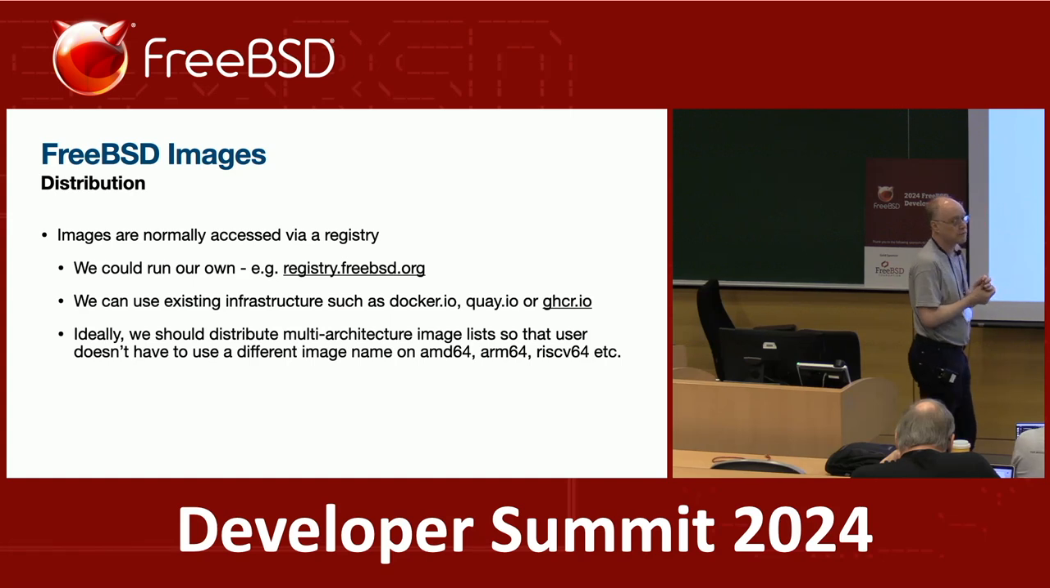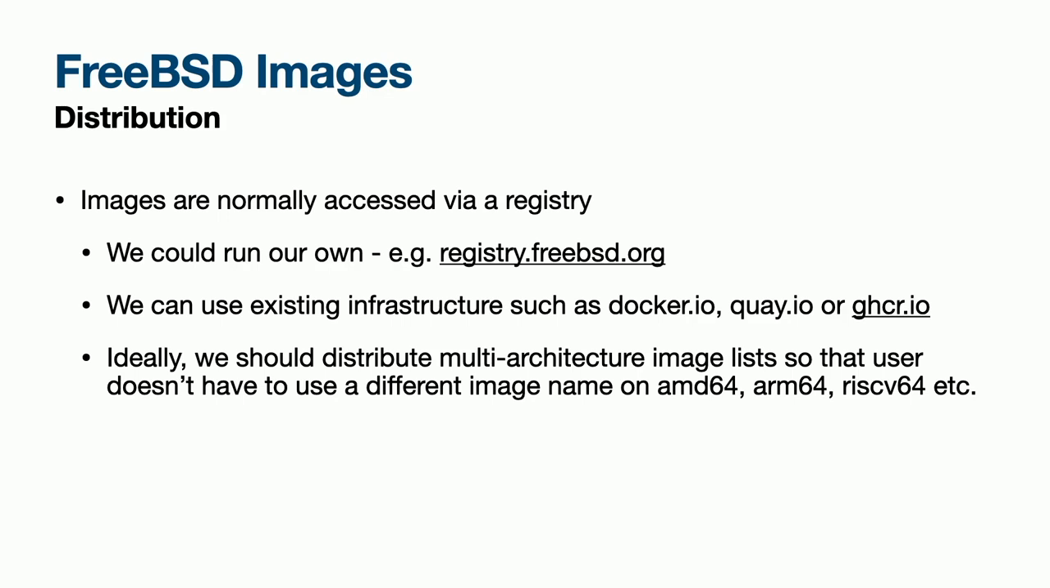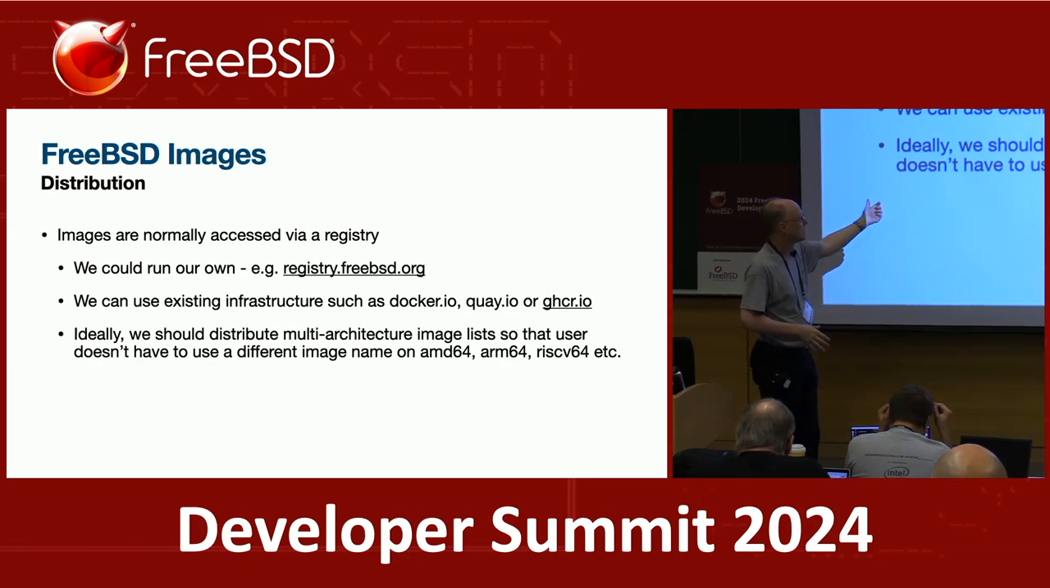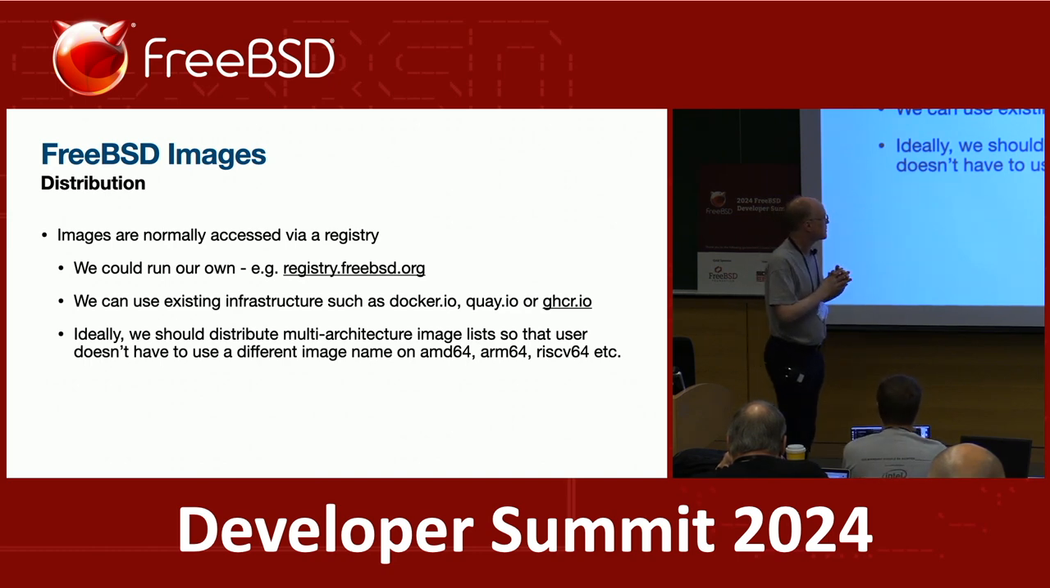We could use existing infrastructures. One of the nice things about the OCI formats and the standardization process is that without any changes at all to the existing infrastructure, I can use Docker Hub to store my FreeBSD images. I can use Quay or GHCR because they all implement the same standards. So we can use existing infrastructure that the Linux community already uses to download millions of images every day, probably. We don't even have to build out our own infrastructure for this. This is great. So we could use existing infrastructure.